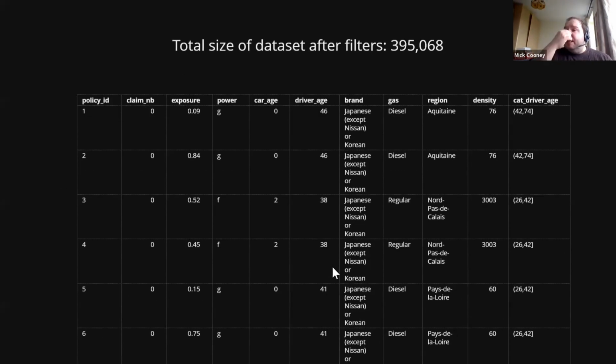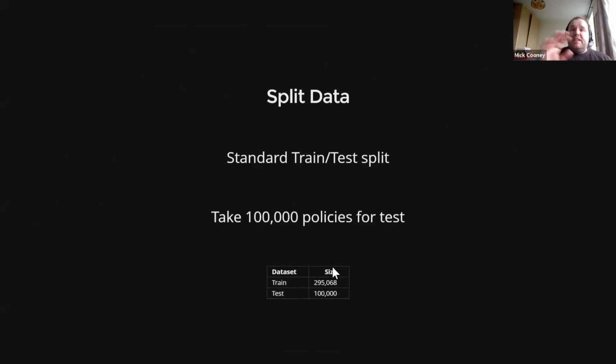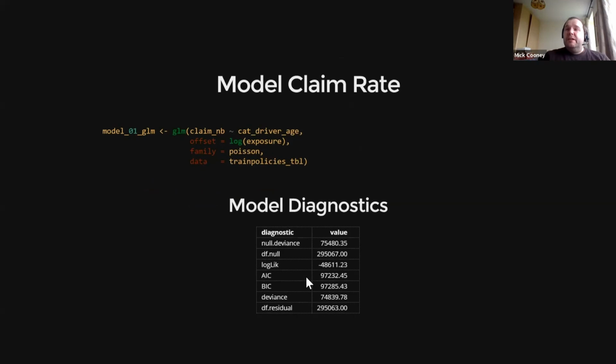So our total data set, after we filtered out the older drivers and the older cars, is just under 400,000 policies. That's a pretty chunky data set. We're going to do our train test split, so we're going to take 100,000 policies out for the test. Now, we could have done that earlier as well. We probably should have, to be honest, at the very start. I'm just talking about it now. So we're going to fit our model on about 300,000 rows, and then test on about 100,000. That gives us our in-sample and our out-of-sample.